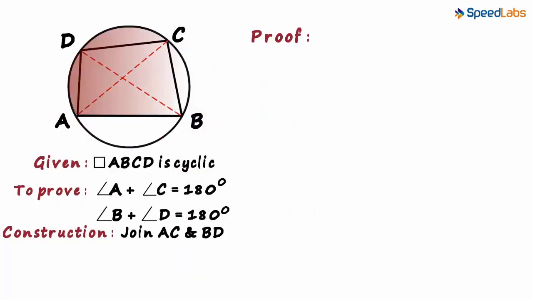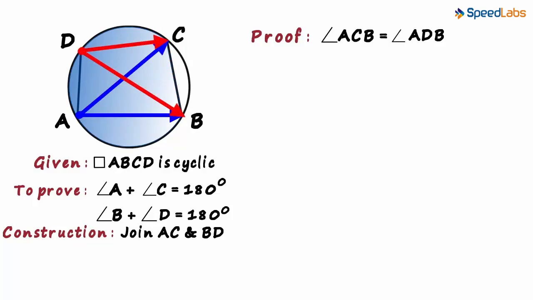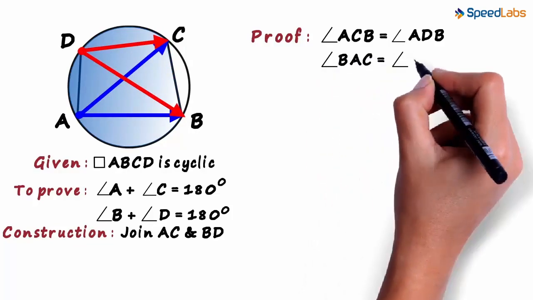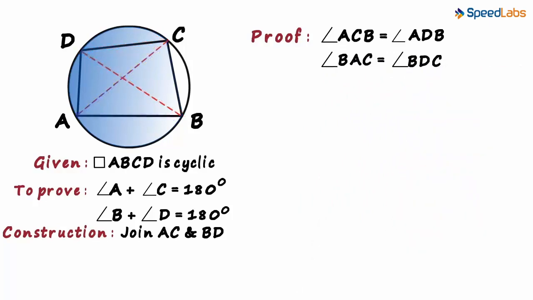The colored region is a major segment formed by chord AB. Angle ACB and angle ADB lie in that segment. Since angles formed in the same segment are equal, we can say that angle ACB is equal to angle ADB. Now look at this blue region. It is a major segment formed by chord BC and it contains two angles, angle BAC and angle BDC. So we can say that angle BAC is equal to angle BDC. Both these pairs are angles formed in the same segment.